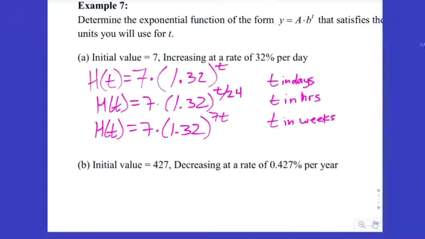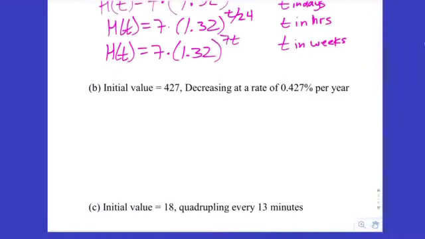So in one case, we have a nice integer. In the next case, we have a fraction, we're dividing. And in the next case, we're multiplying. So I'll typically do that. I'll give you a unit that's bigger or smaller than the comfortable one. All right? Very good. Next one, you do on your own. Initial value 427, decreasing at that rate per year. Write the model and tell me what units you're using.